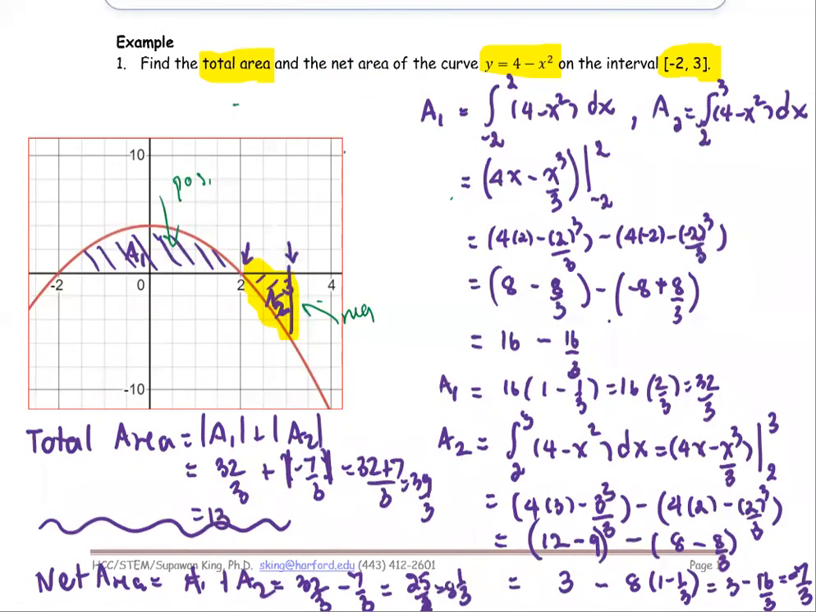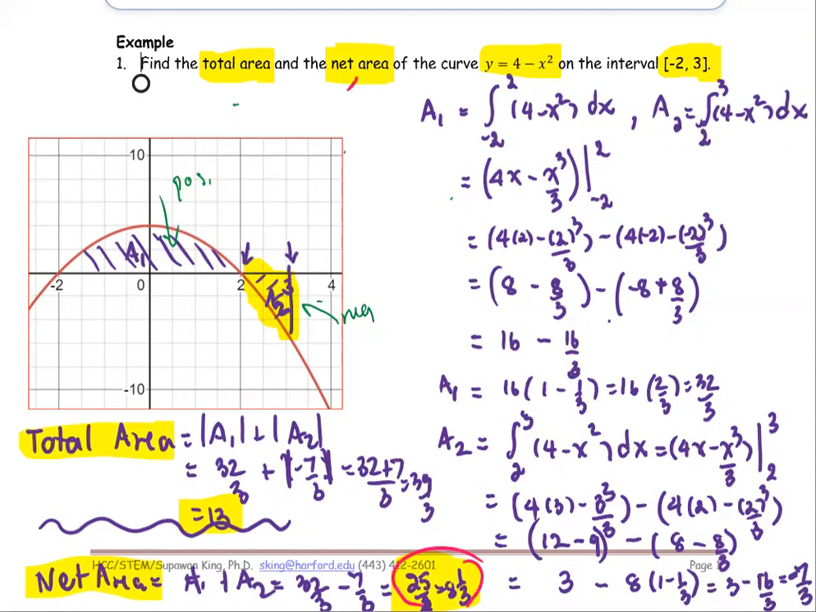Okay. Now, as we see, the total area is 13. The net area is 25 over 3. But the net area can also be computed directly using the definite integral, and the number will come out the same as 25 over 3. I'm going to show you in a little bit.